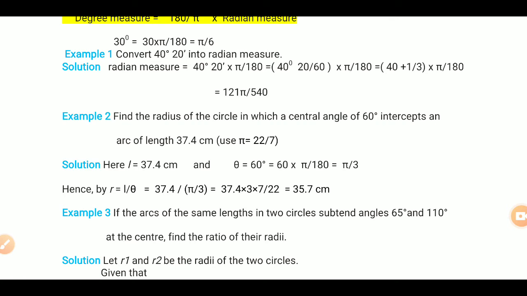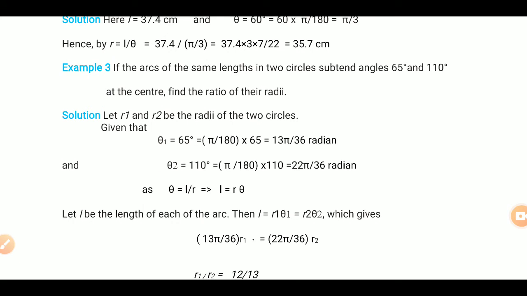So we have to find r. Theta is equal to L upon r, so r is equal to L upon theta. So 37.4 upon pi by 4. Sorry, pi by 3. So it becomes 37.4 multiply 3 multiply 7 by 22. So we get, after calculation, 35.7 centimeters.